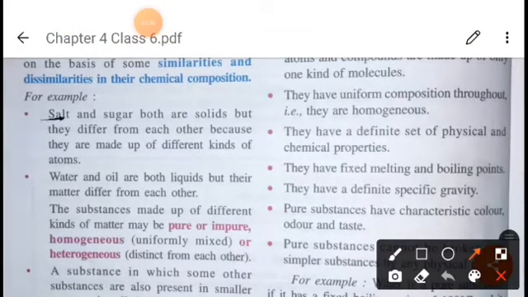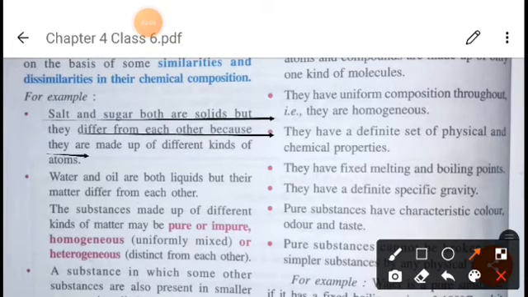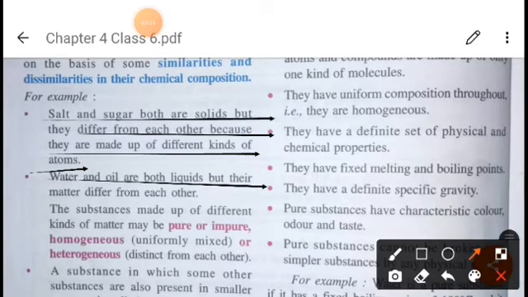For example, salt and sugar, both are what? Solid, but they are different from each other because they are made up of different kinds of atoms, right? Because if you have seen, when you taste salt, it has a different taste, and when you taste sugar, it has a different taste, right? Now again, water and oil, both are liquid. Oil is in the liquid state, right? And water is also liquid, but they are different from each other. Oil is different, water is different, right?